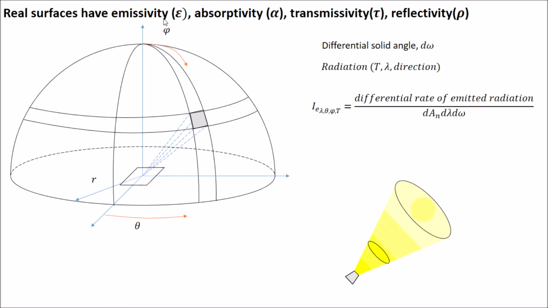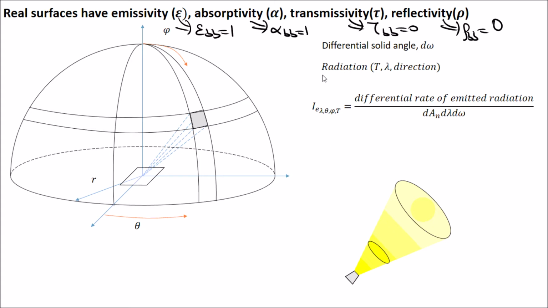Now another thing about the real surfaces is that they have the emissivity epsilon, but for black bodies epsilon is 1. They have the absorptivity, but for black bodies absorptivity is 1. They have the transmissivity, but for black bodies transmissivity is 0, and the reflectivity, which for a black body is 0. Therefore, the real surfaces are more difficult than black bodies. They don't have an emissivity of 1, they have an emissivity less than 1 and greater than 0, in the range of 0 and 1. Similarly for other properties. This is the first thing about the real surfaces.